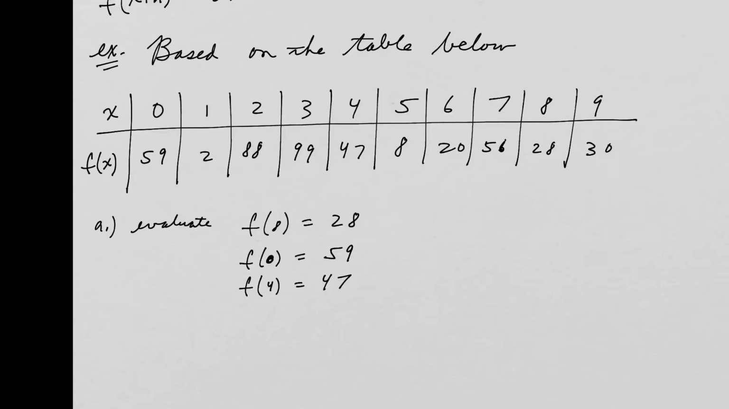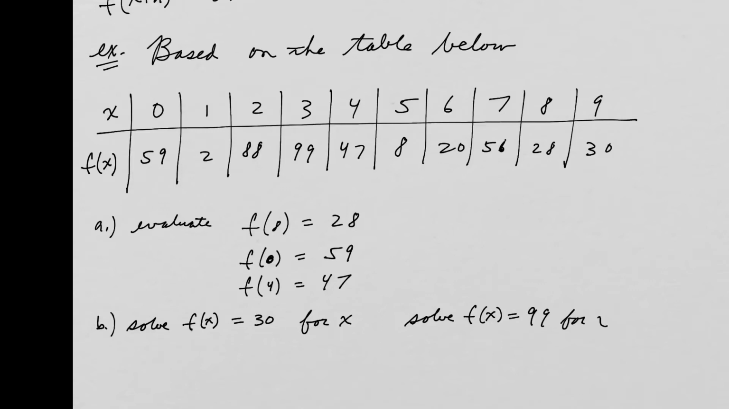Okay, and then let's do another question based on this table. Let's say I want to solve f of x equals 30 for x. And then I'll do another one, solve f of x equals 99 for x. Okay, so there's no equation, right? We just have a table, so we have to do this from the table.